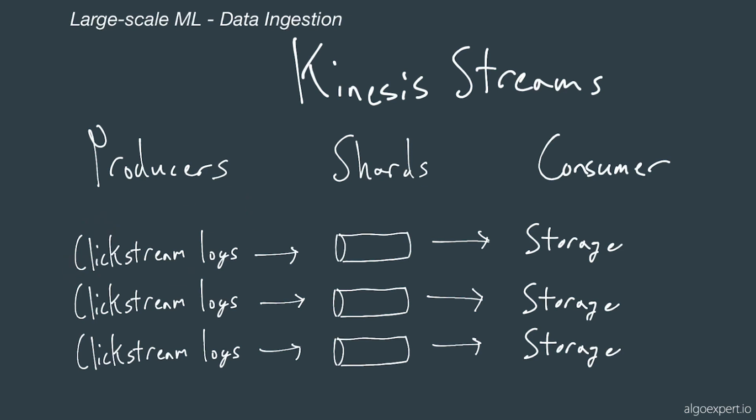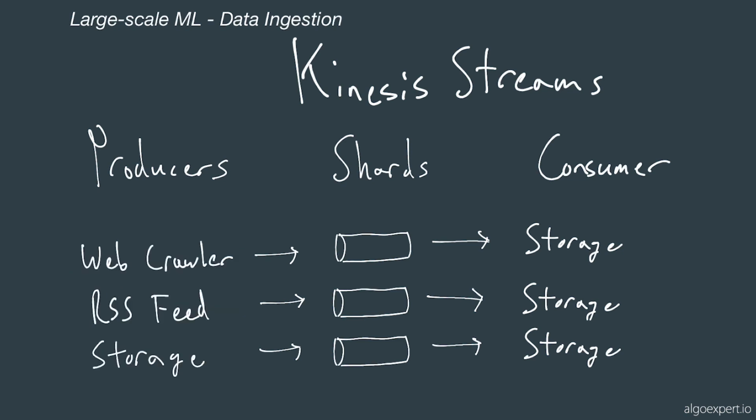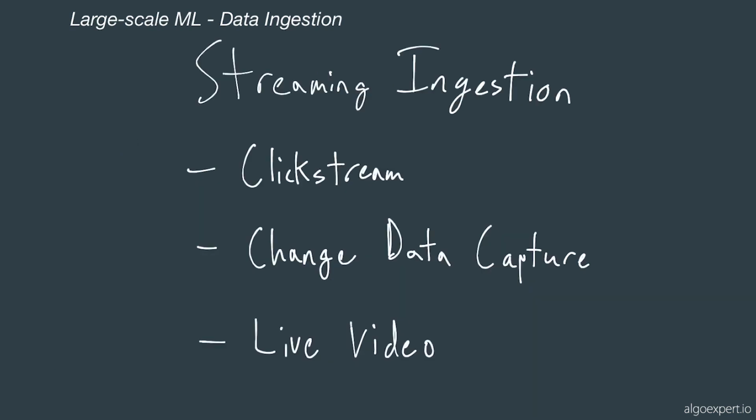Now, in our example, we use clickstream logs here, or these clickstream records, but in reality, they could be anything that has the streaming ingestion aspect of it. So we could have web crawlers crawling the web and incrementally sending data to these shards. We could have some RSS feed that we're listening to that could be collected and sent to these shards. And it could even be another storage instance, such as a database. How we ingest changes to databases is a process called change data capture.